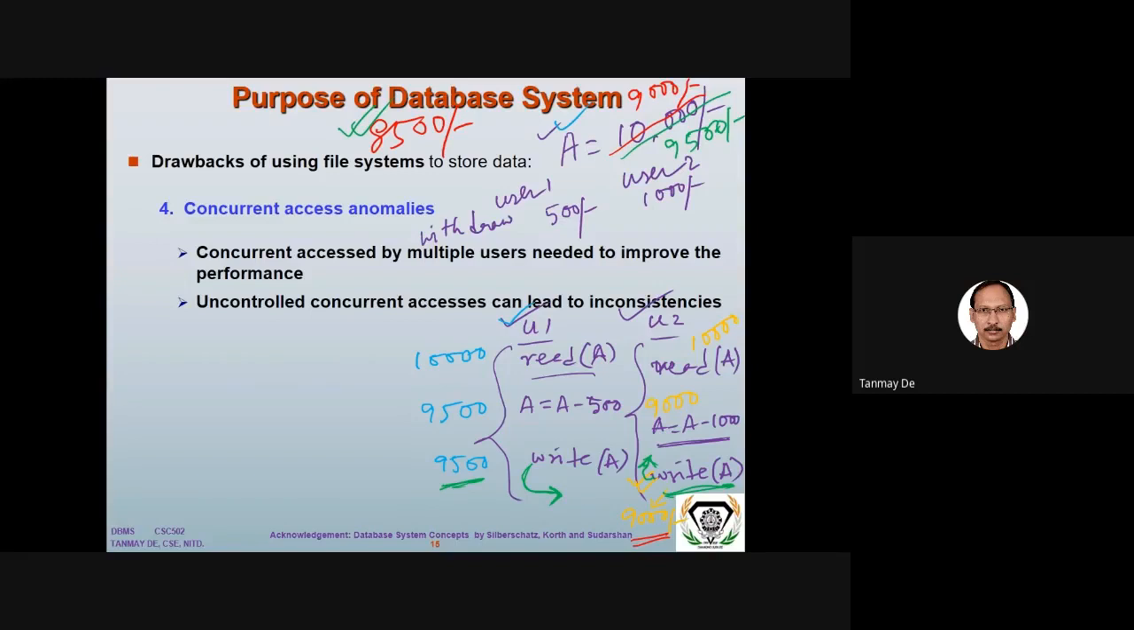Then we need to maintain the conservation of money; the total money is fixed. The total money is 10,000 here. That money will be taken by user one and user two, and the rest of the money is present in bank account A. So initially, the value of the money equals the updated value of the account plus what amount was actually taken by user one and what amount was actually taken by user two.